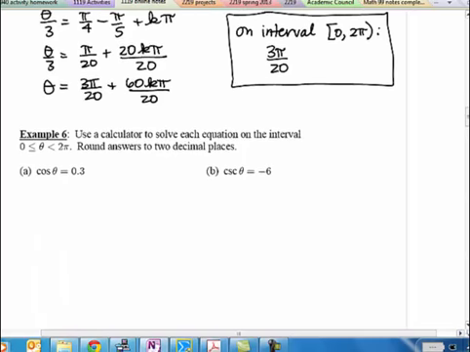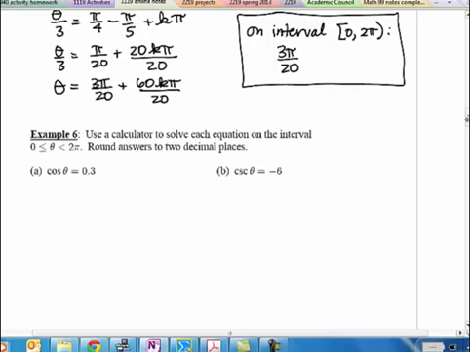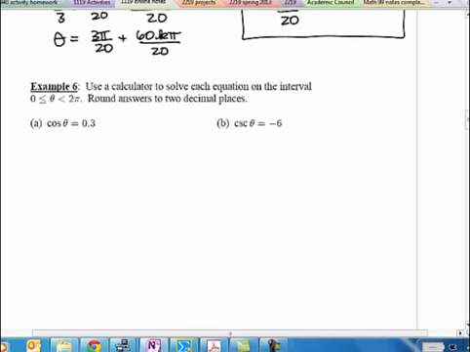So example 6, it includes in the instructions to find the solutions using a calculator, but you want to be able to figure out for yourself, when do I need a calculator and when do I not. If I've got something like cosine of theta is 0.3, we don't know any angles offhand whose cosine values are 0.3, so we would need a calculator for that.